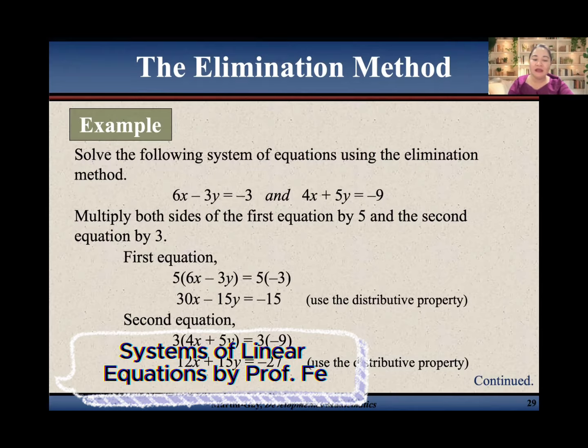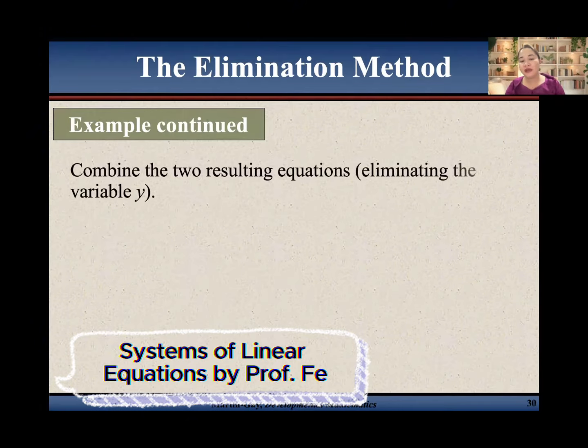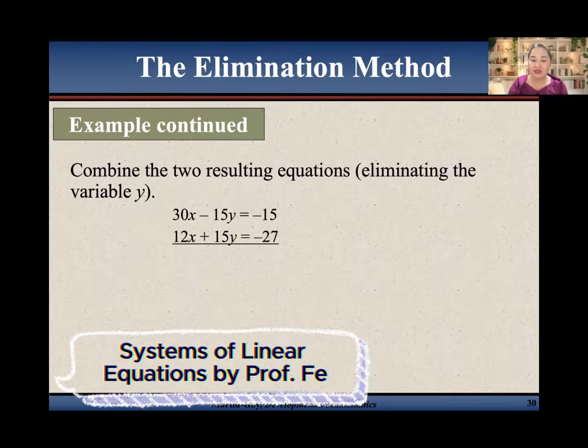For the second equation, to make your y numerical coefficient equal, multiply the second equation by 3. So we have 3 times the quantity 4x plus 5y is equal to 3 times negative 9. So the final second equation is negative 12x plus 15y is equal to negative 27.